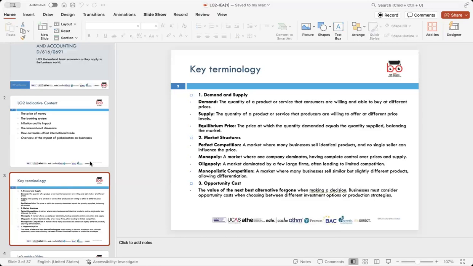slightly differentiated products, allowing them to attract customers through branding and unique features. Opportunity cost, another key concept, is an important factor in business decision making. It refers to the potential benefits lost when choosing one alternative over another.